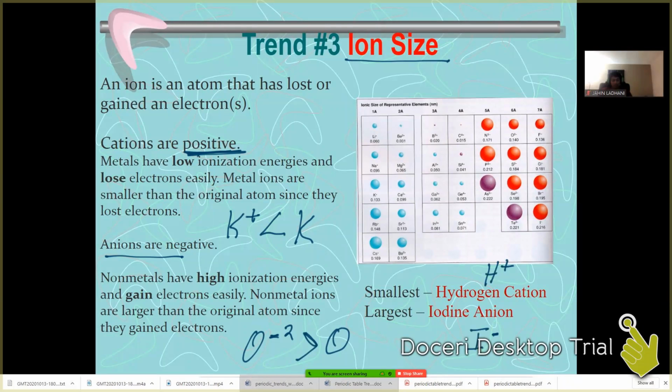And then your trend is ion size increases across a period and down a group.